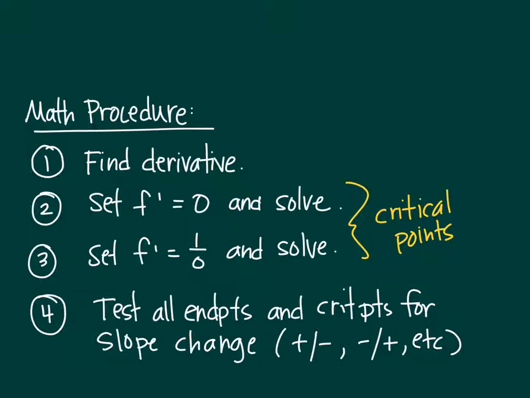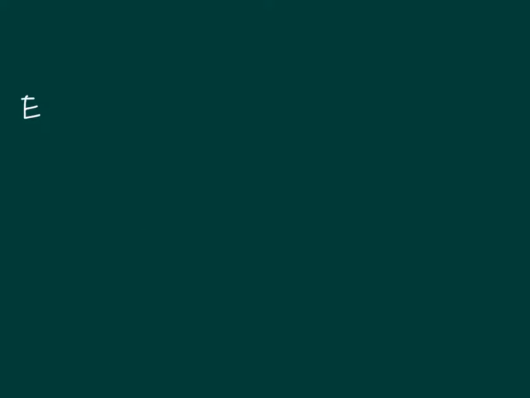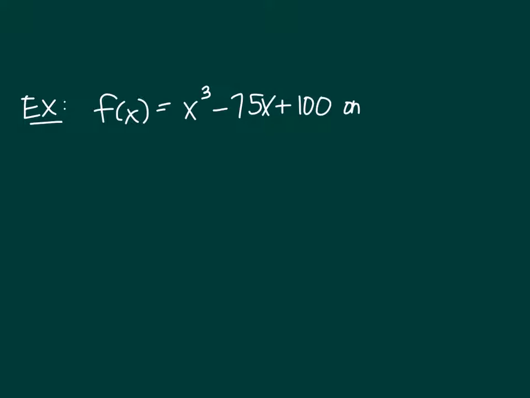Let us start with the following function. It's a cubic, x to the third, minus 75x plus 100, and we're going to be working on the closed interval 0 to 6. The 0 to 6 are endpoints. Yep, the 0 to 6 are your endpoints.